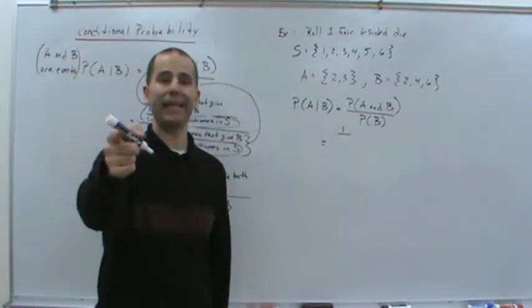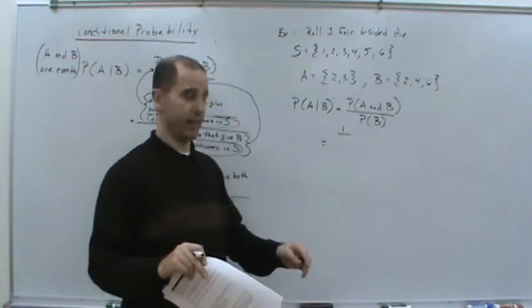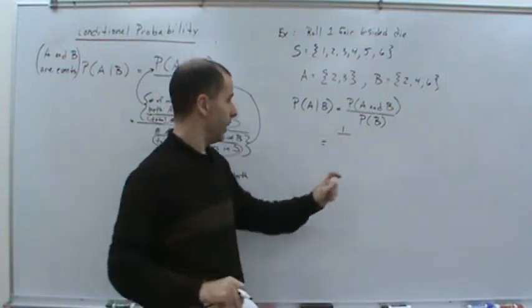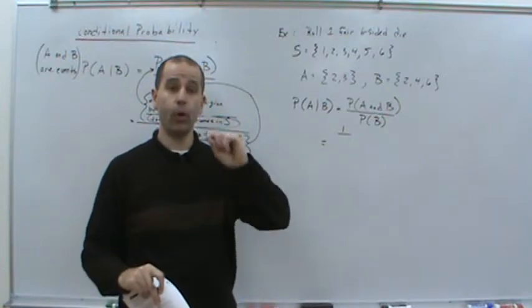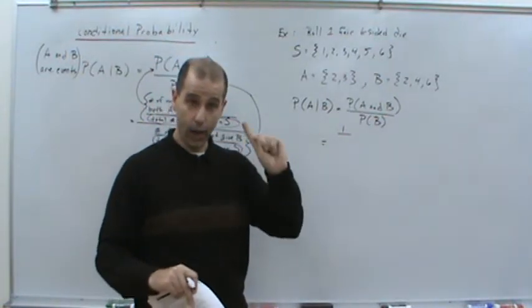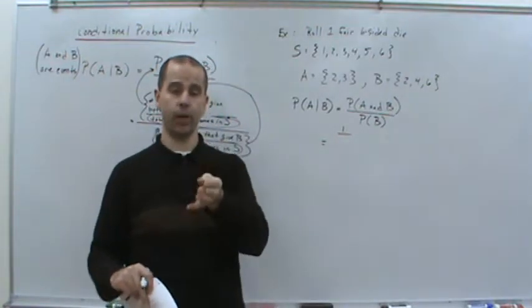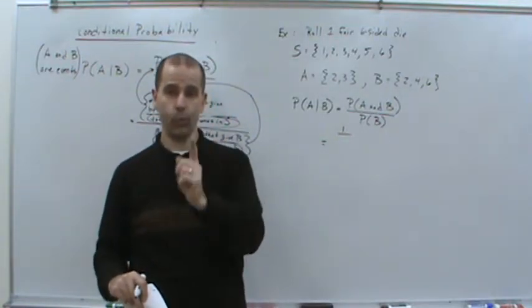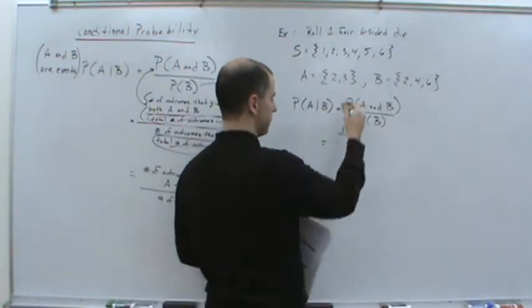1 out of how many possible outcomes? That's what I forgot to say. I was getting ahead of myself. So let's start over. The probability of A and B: how many outcomes give me both A and B? That's 1, right? The 2. Out of how many possible outcomes do I have on one roll of a die? That's 6, right? There's 6 possible outcomes.